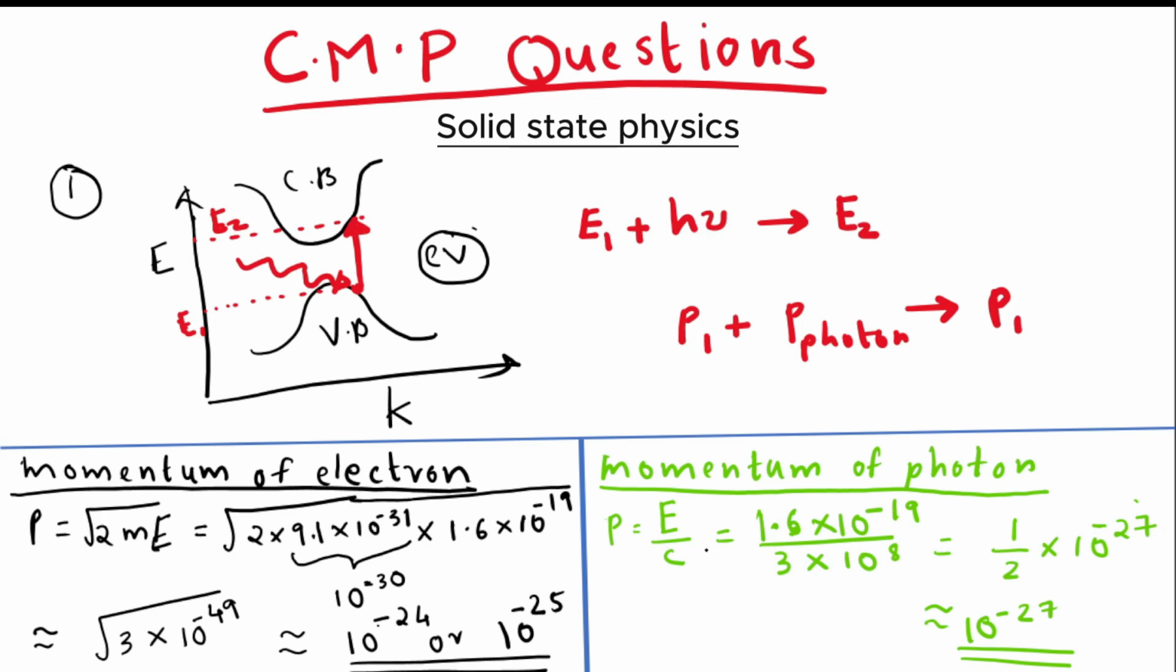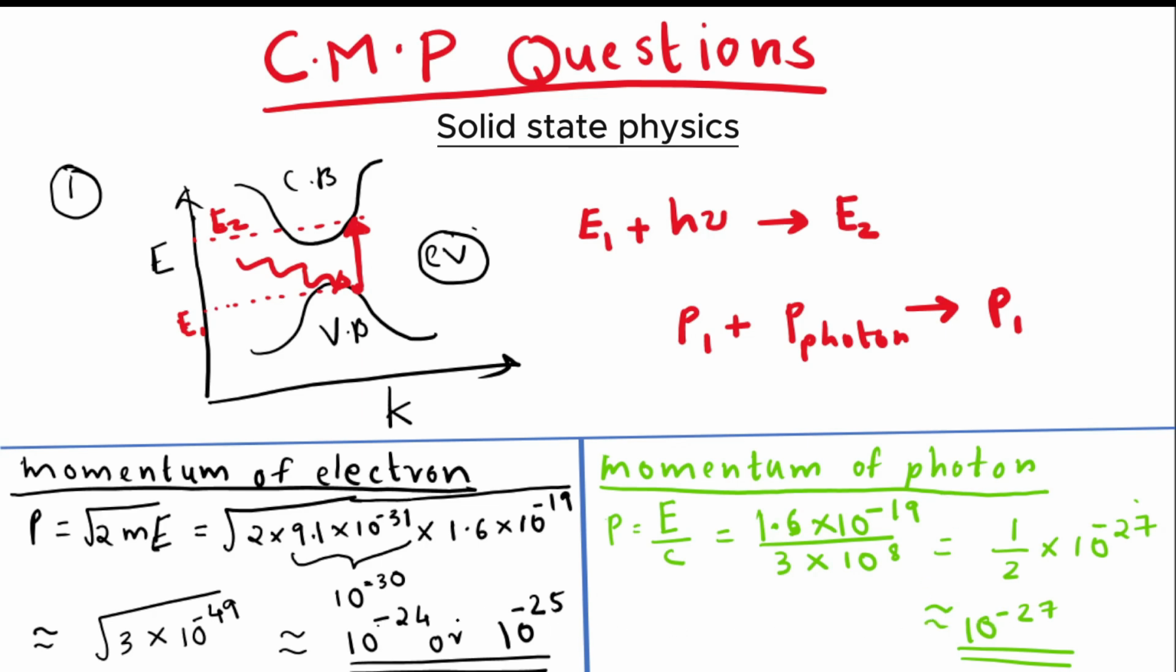Momentum is given by E by C for photon. E is the energy of photon. Also, we are taking it to be 1 electron volt. 1.6 into 10 raised to minus 19 joule by velocity of light, which is 3 into 10 raised to 8 meter per second. 1.6 by 3 can be approximately written as 1 by 2, because 1.5 into 2 is 3. So 1 by 2 into 10 raised to minus 19 by 8, right? So 10 raised to minus 19 minus 8, so 10 raised to minus 27. So the order of momentum of photon is approximately 10 raised to minus 27.